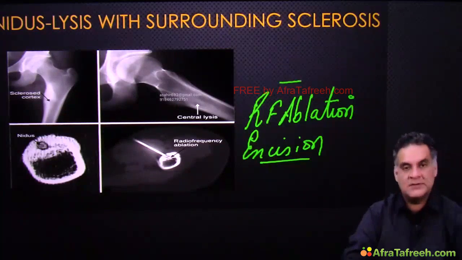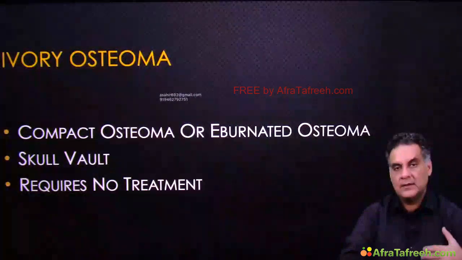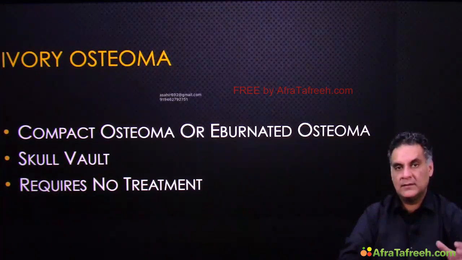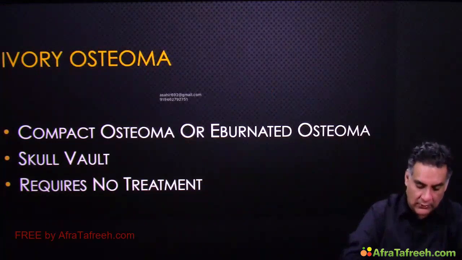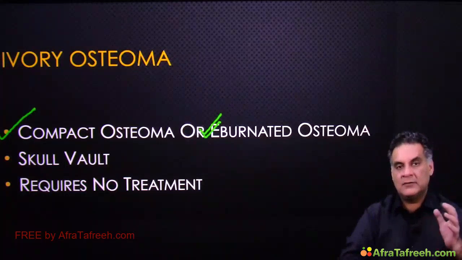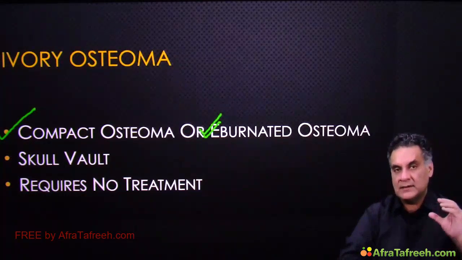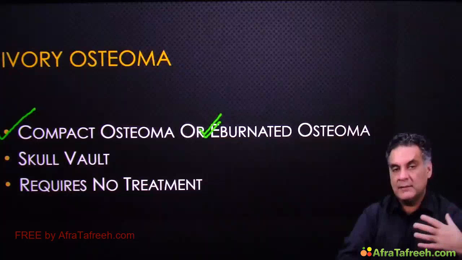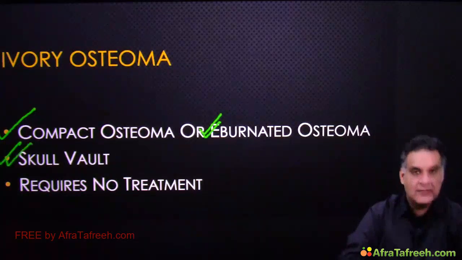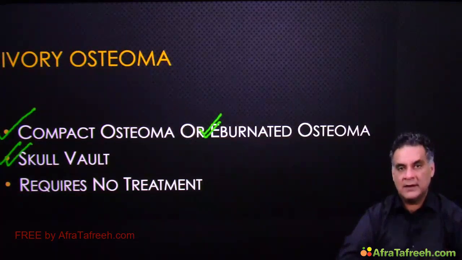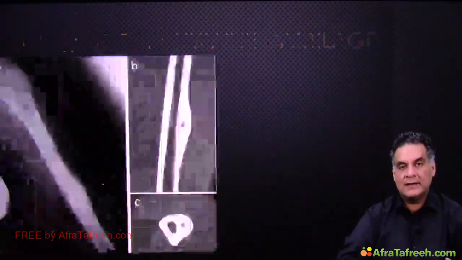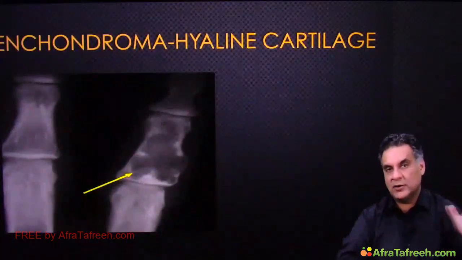Nowadays, radio frequency ablation is favored a lot. It's the asymptomatic variety, ivory osteoma. Ivory osteoma is also called compact osteoma or eburnated osteoma. Ivory means white. Compact means condensed bone, white. Eburnated means shining white. They are seen on the skull. Incidental findings require no treatment. When we look at these osteomas, they are white dots.